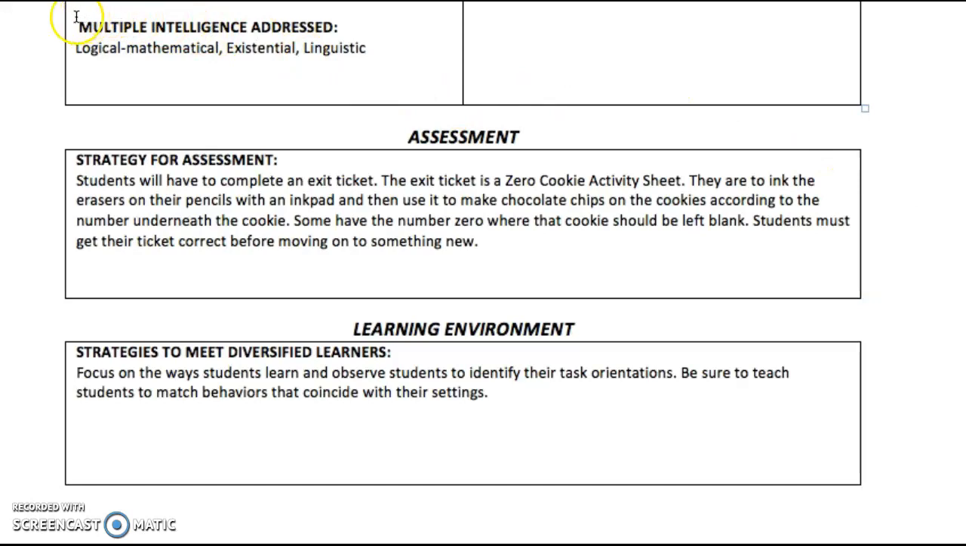So here we have a couple of the intelligences that will be addressed, and the assessment for this particular lesson: students will have to complete an exit ticket. The exit ticket is a 0 cookie activity sheet, which I explain in the presentation about the book itself. I run down what exactly this activity entails, which is basically them creating a cookie followed by the number that is represented underneath the cookie, which does include 0. So the goal will be to make sure that they understand that 0 means nothing.